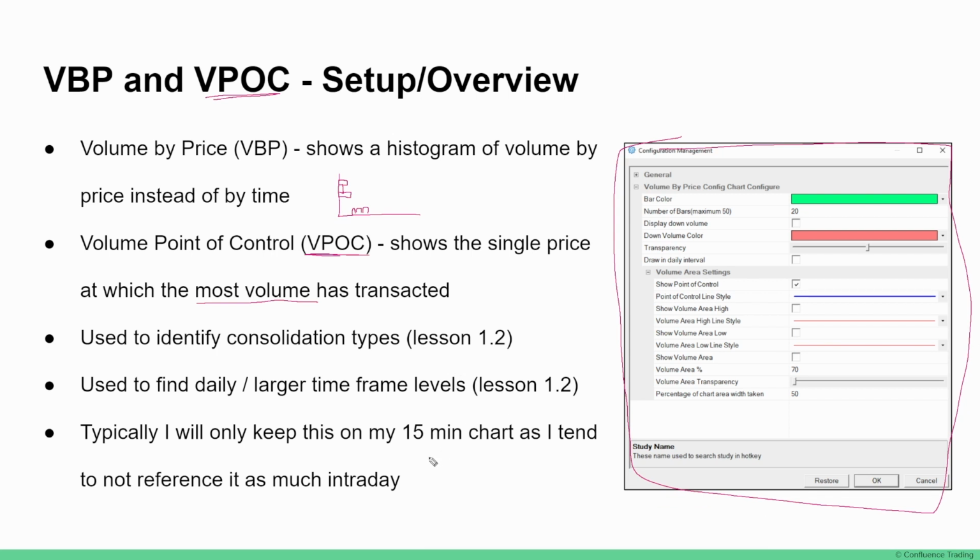Typically for myself, I'll only keep this on maybe one of my higher time frame charts because I don't actually reference it that much intraday. I mostly use it to identify larger time frame levels, and if I have to intraday, I'll look at it to identify consolidation types. So let's look at an example of that.